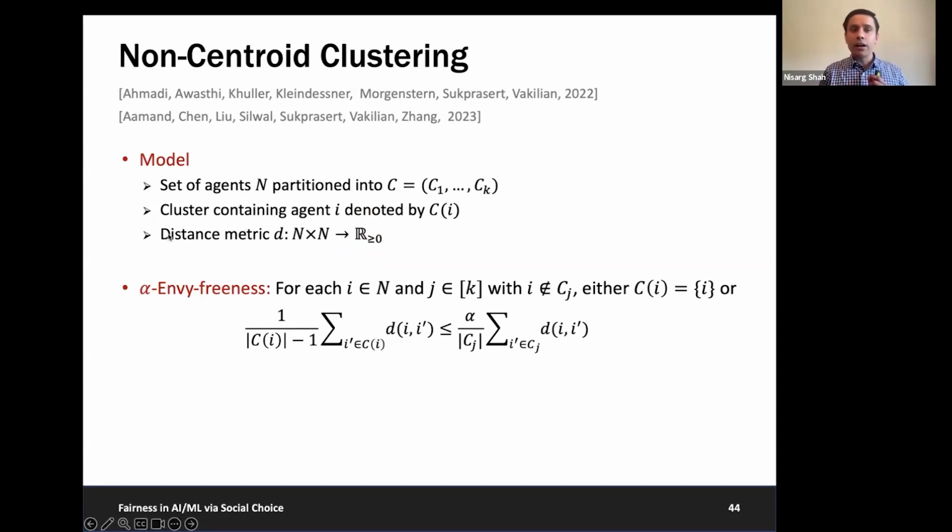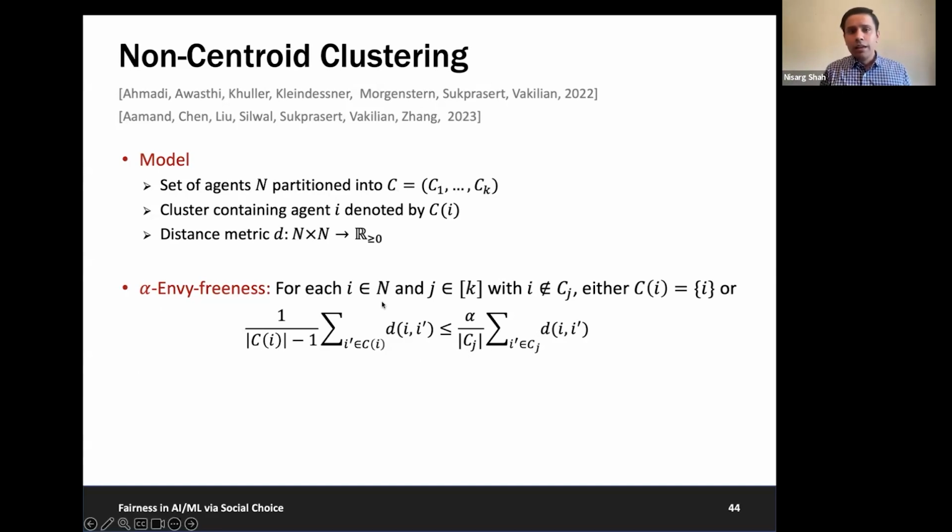And here, an envy freeness notion would say that my average cost, so if you look at agent i's cost for her own cluster, which is her average distance to the other members of her own cluster, which is what's denoted on the left-hand side here, should be at most as much as agent i's cost for any other cluster Cj, which is the average distance that agent i has to the members of Cj.